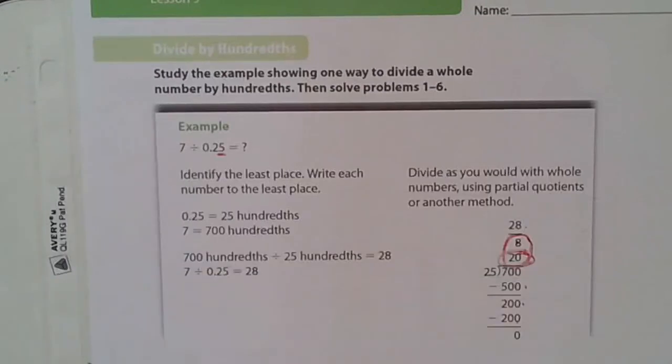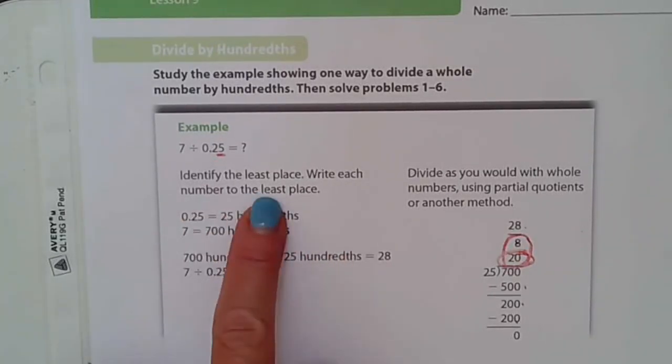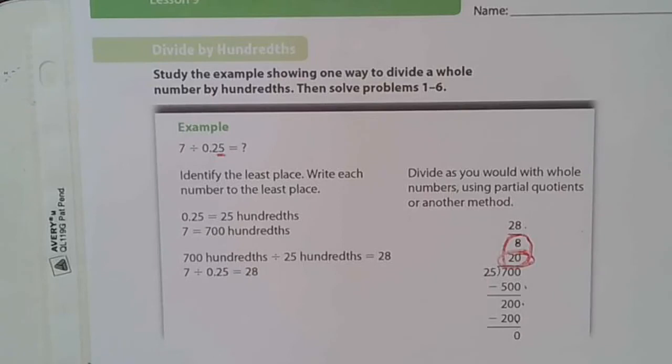The rest of your problems on this page, you will be doing the same thing where you are putting each number in the least place value and then using numbers that you know how to divide with and dividing using partial quotients.